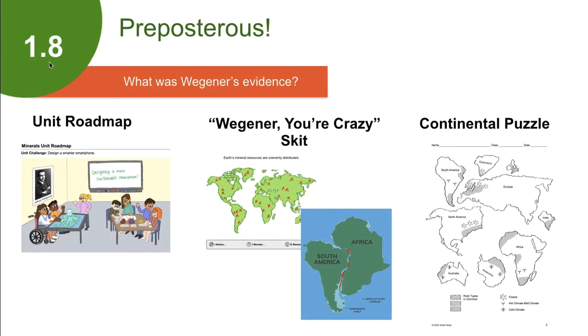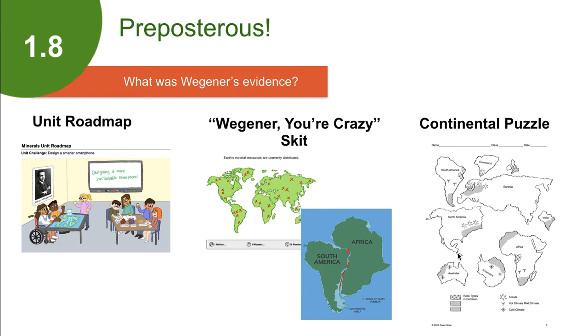We begin lesson 1.8 by revisiting the unit roadmap and the map of unevenly distributed mineral resources. Once students have asked the question of what causes this distribution, it's time to jump into a possible explanation with a skit. Students act out a discussion between the scientist Alfred Wegener and some of his peers in the early 1900s. Wegener proposed a reason for this uneven distribution of resources, that the continents were constantly moving. Like the scientists of the day, we want our students to ask, what was Wegener's evidence?